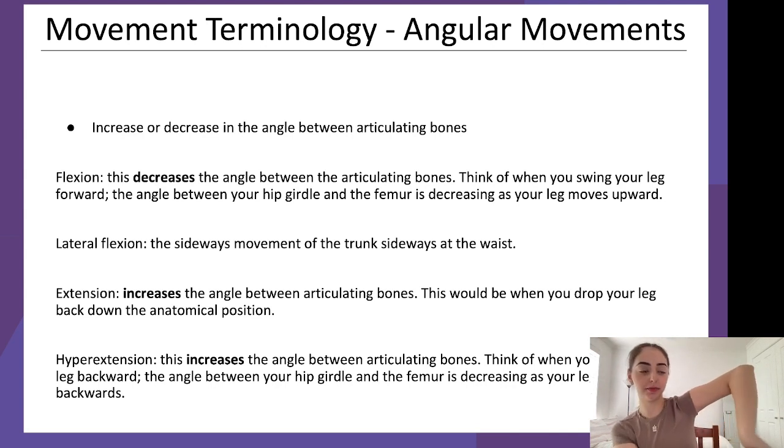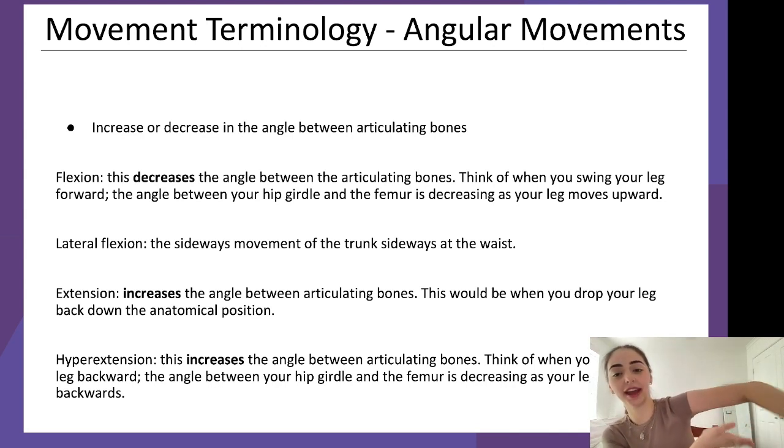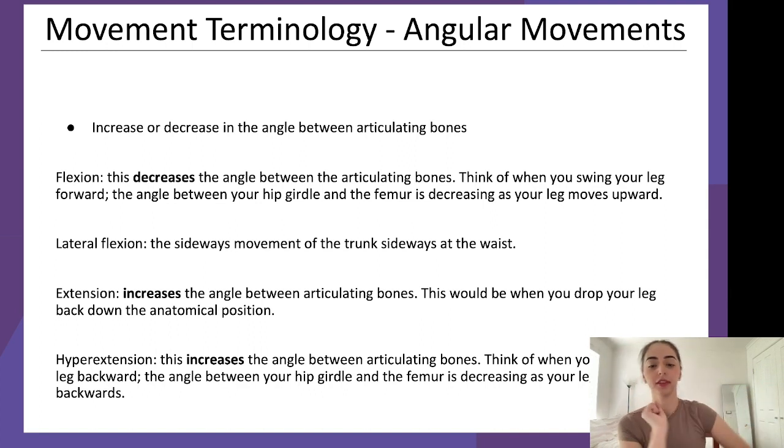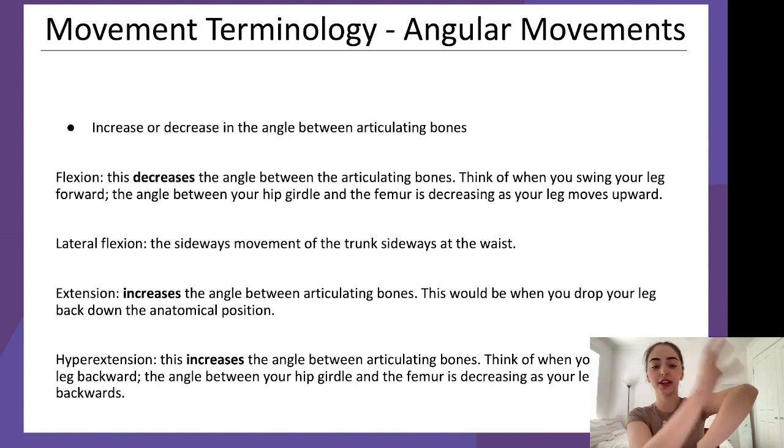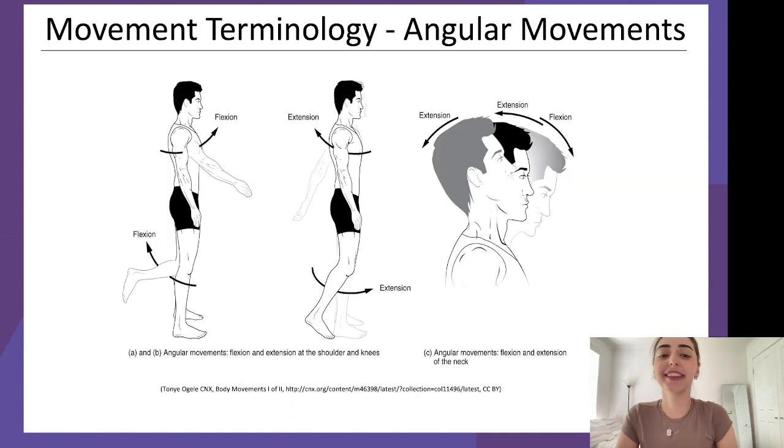Okay, and if I were to keep kicking it back, that would be a hyperextension. Hyperextension increases the angle between the articulating bones. Think of when you move your leg backwards. That's really hard to do. So this is a better diagram than me swinging my arm around. So flexion and extension. Again, you can do it with your head: flexion, extension, hyperextension.